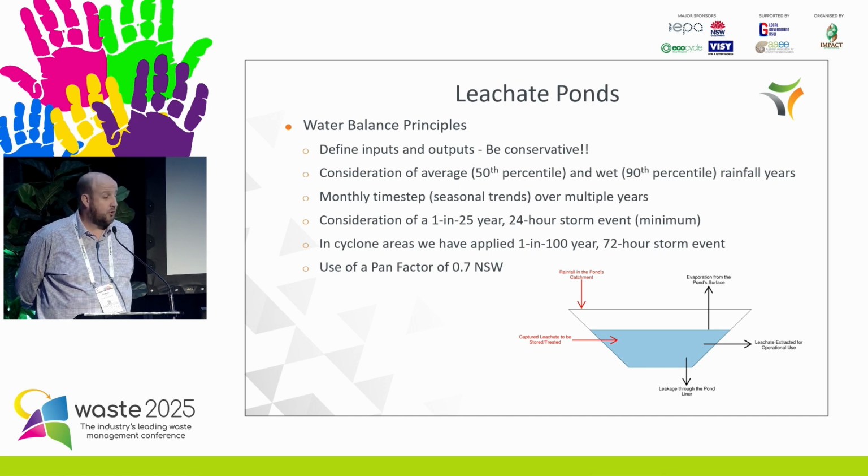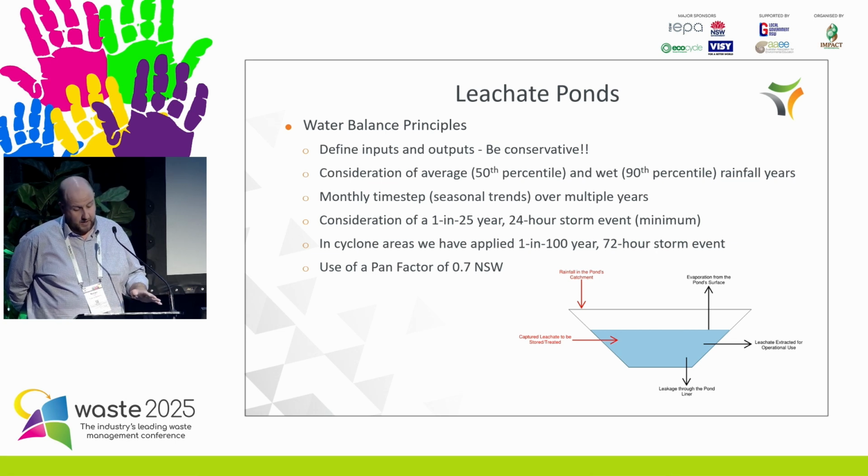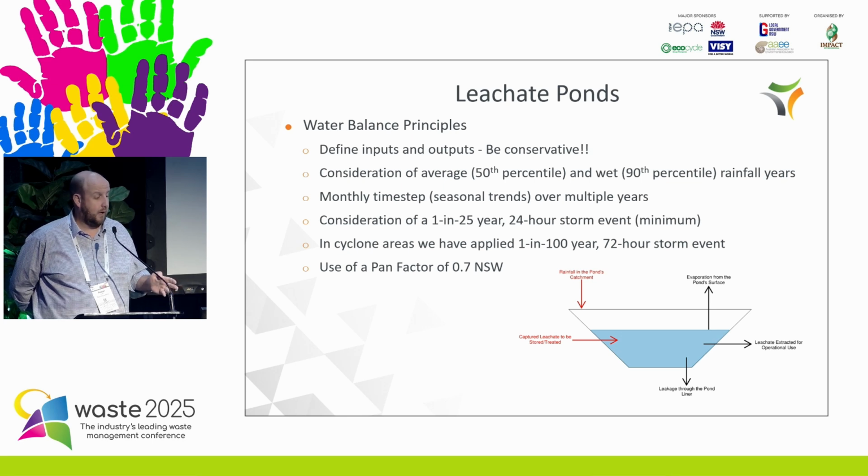And particularly being conservative with that approach is very important, because with the leachate side of things, you want to do it once, you want to do it right, so you don't have operational headaches as you go. Obviously, you've got to think about the average, 50 percentile, but also what's going to happen in the wet events. Also, what's going to happen on a monthly basis, because it will change, as we said, the evaporation rates and even the rainfall is going to change over the year. Think about those seasonal trends, but also over multiple years as well.